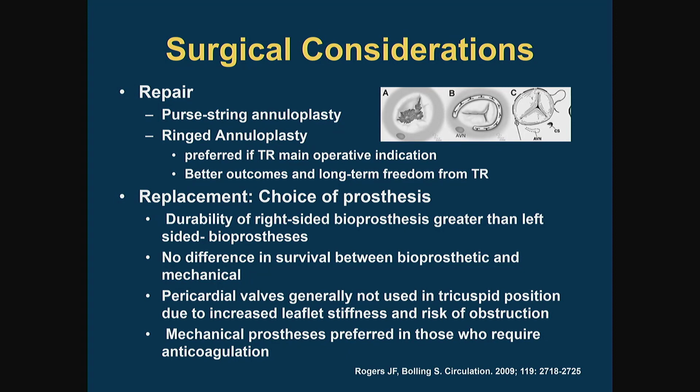We generally don't use pericardial valves in the tricuspid valve position because of increased leaflet stiffness and risk for obstruction. And so in general, the choice is for a bioprosthesis unless patients have a clear indication, such as atrial fibrillation for chronic anticoagulation, in which case a mechanical prosthesis is selected.